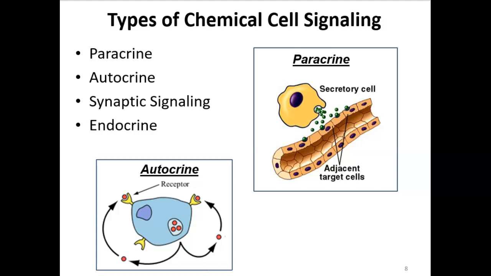So the 4 types are paracrine, autocrine, synaptic signaling, and endocrine signaling. They all are chemical cell signaling, but I think of them as pathways because they describe where the 2 cells are and how the signal gets through the body to the target cell.